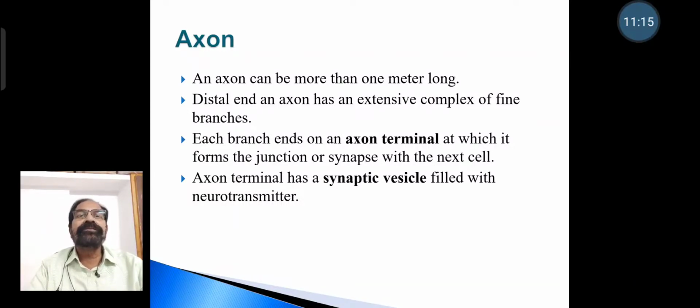The distal end of an axon has an extensive complex of branches. Each branch ends on an axon terminal, which forms the junction or synapse with the next cell. The axon terminal has synaptic vesicles filled with neurotransmitter.